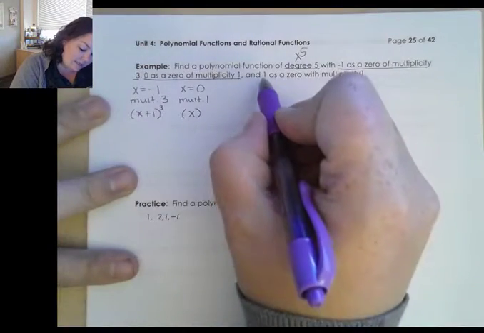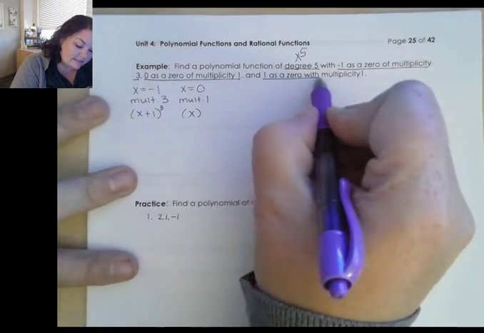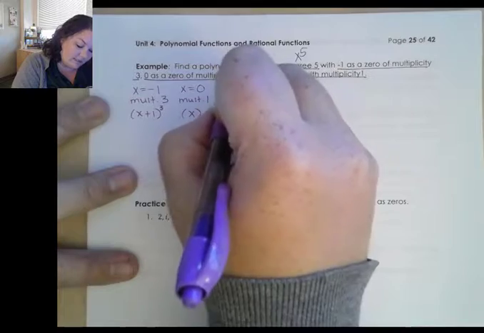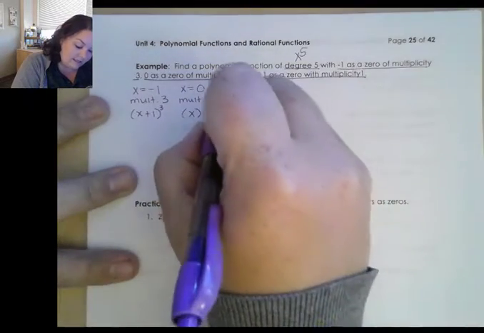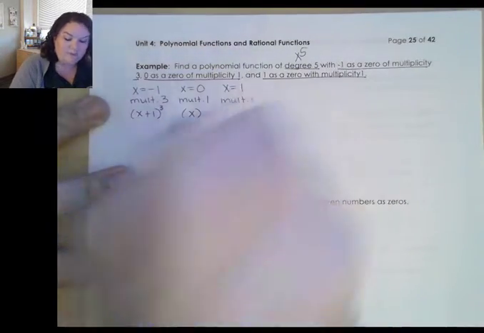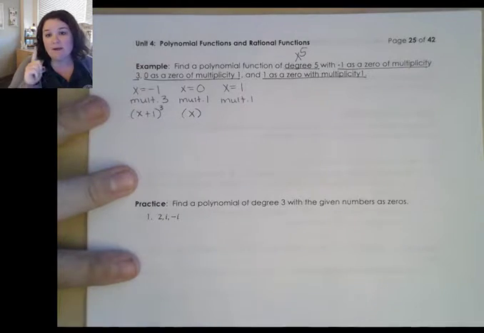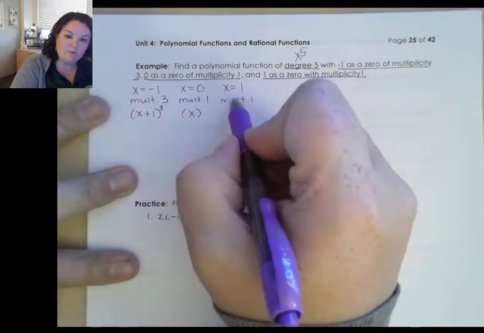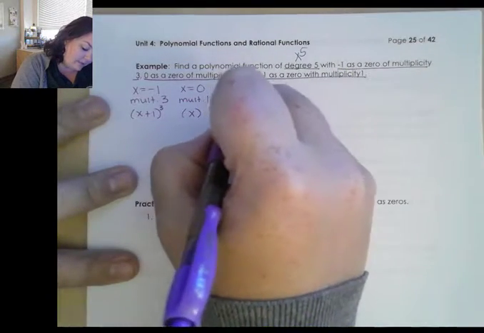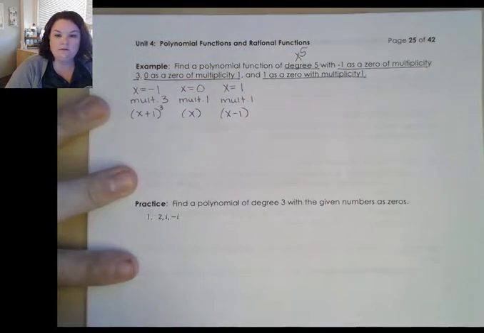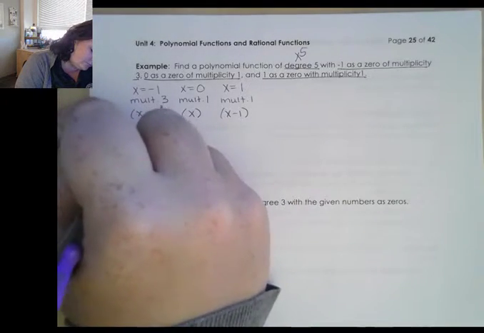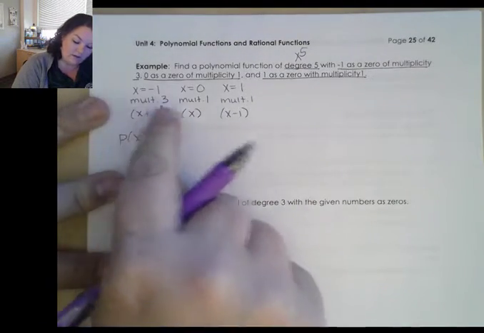And then the last one is 1 as a 0 with multiplicity 1. So that means we ended up with x equals 1. It has multiplicity 1, which means the factor that it came from, I only had one copy of it. And the factor that this came from, if I move the 1 back across, would be x minus 1. Okay, so I'm going to get my polynomial function here by multiplying all these together.